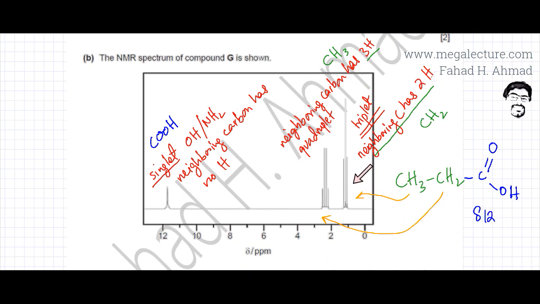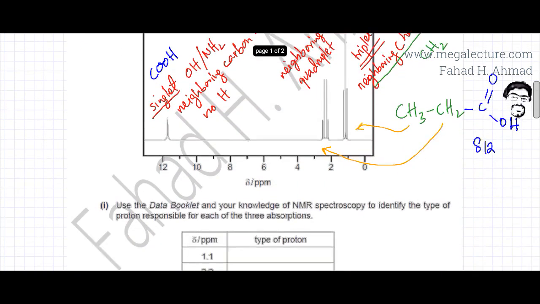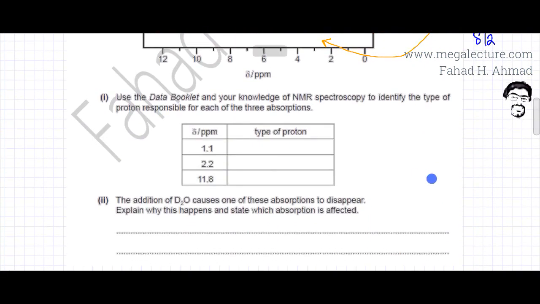So by looking at the NMR spectrum, I figured out what molecule this must be. There were 3 carbon atoms. A triplet peak indicates that the neighboring carbon atom has 2 hydrogens. Then there was another peak, a quadruplet peak, that indicates that the neighboring carbon atom has 3 hydrogens. And then I had a peak at around 12, that indicates that there must be a hydrogen in a carboxylic acid. Now, in the next part, I just need to fill the table. I've already figured out everything about this question.